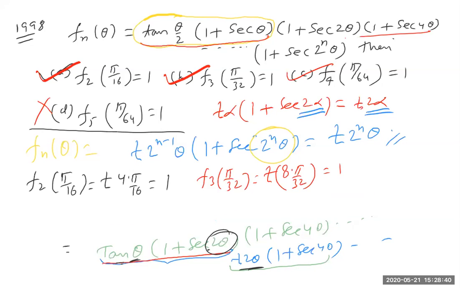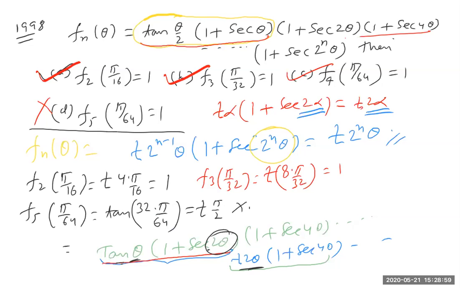What is this last option? f5 pi by 64 is equal to tan 2 raised to power 5, that is 32 into pi by 64. So tan pi by 2 is not defined. This is not defined. That's why this option is wrong. If it were pi by 128, then it would be correct. So the answers are A, B, C as correct options.